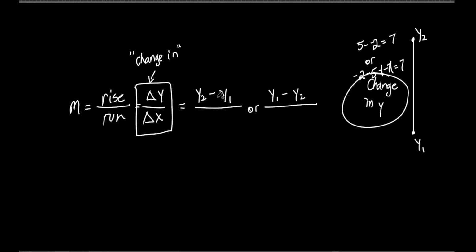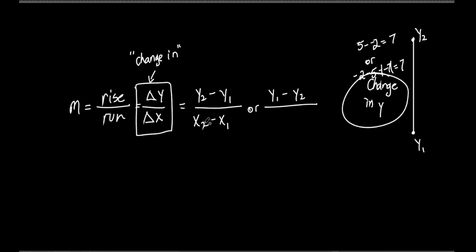So if this is y2 minus y1, what's the change in x going to be? That's it. x2 minus x1. Now this is not squared. We're not squaring it. That little 2 just makes it different than the 1. So x2 is a different number than x1. We do that a lot in math.